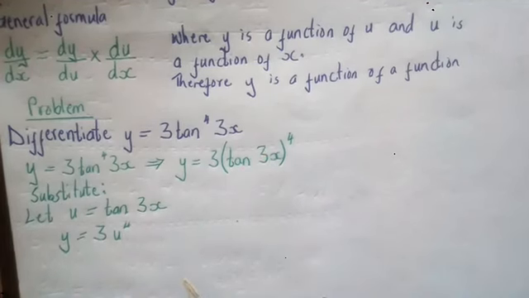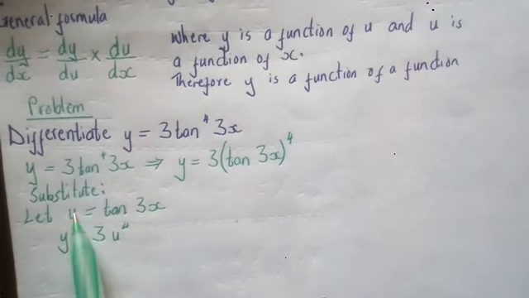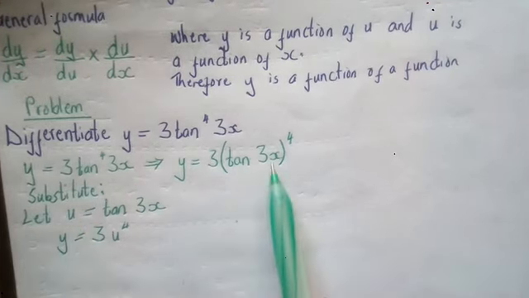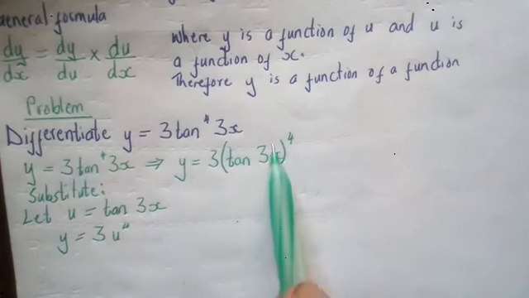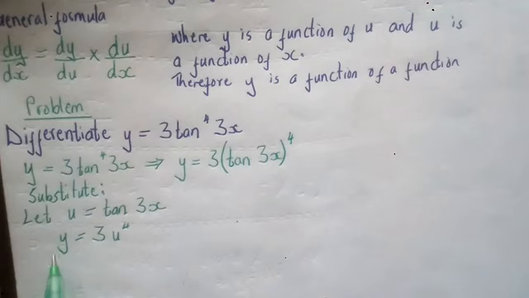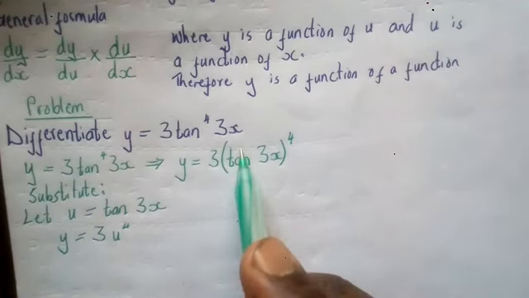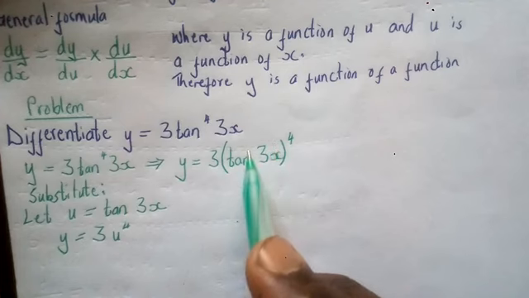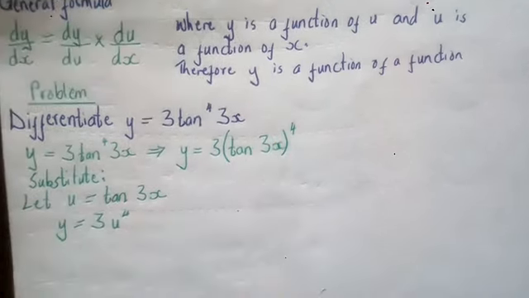So first of all, let us substitute. Let u be tan 3x, only this. Therefore, y is equal to 3, and instead of writing tan 3x, you write u here. You substitute it with u, u to the power 4. I think you've understood quite well until that point.